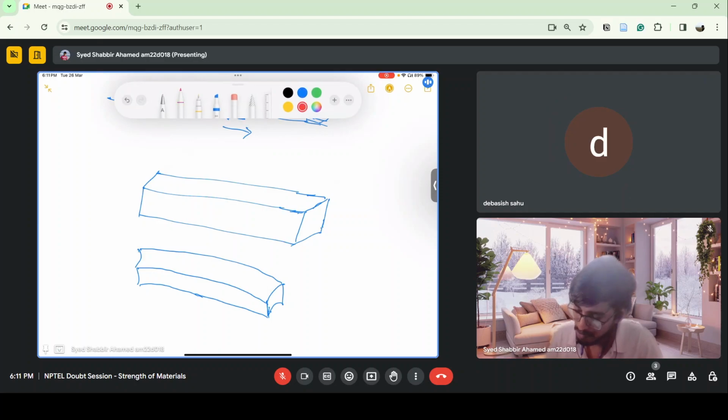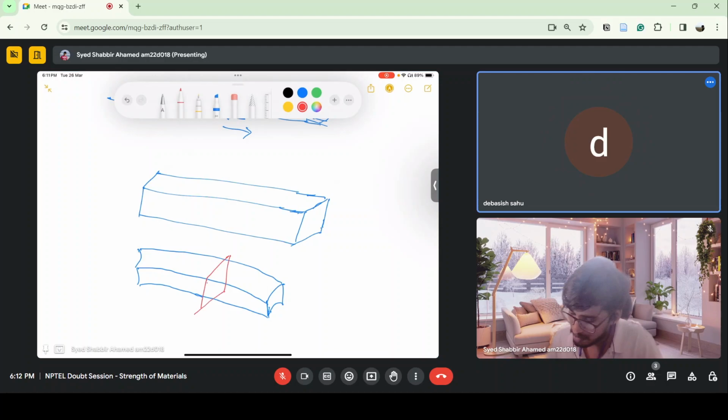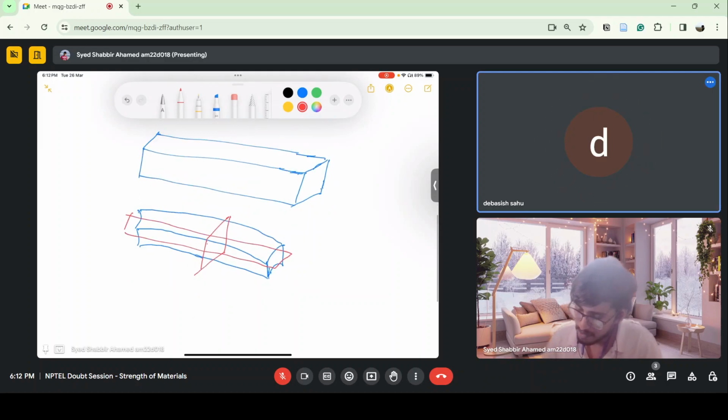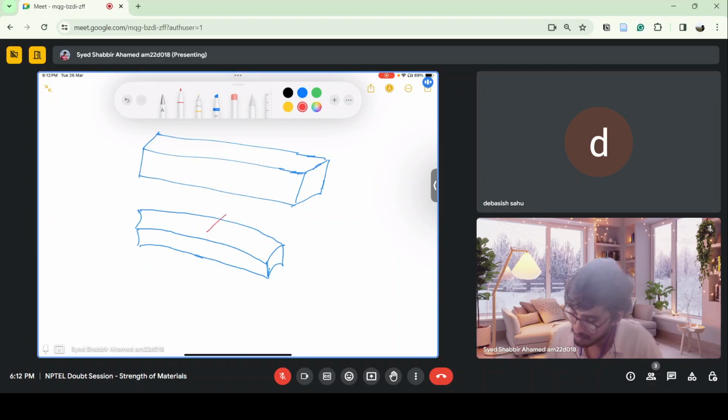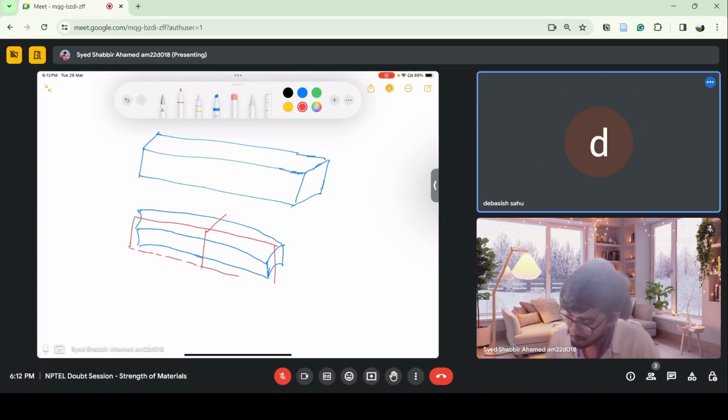Vertical section means throughout the axis, like this. So this is horizontal. You rotate it 180 degrees. The vertical section is this only, right? You want to cut like this.